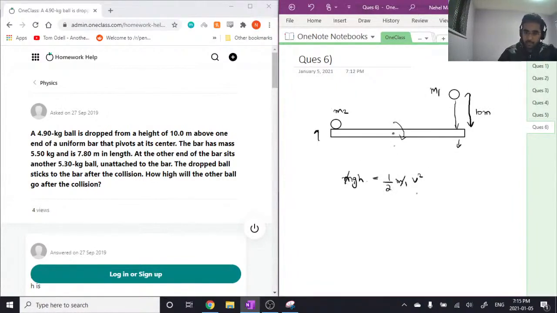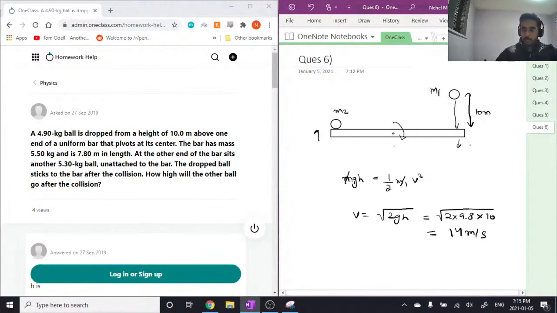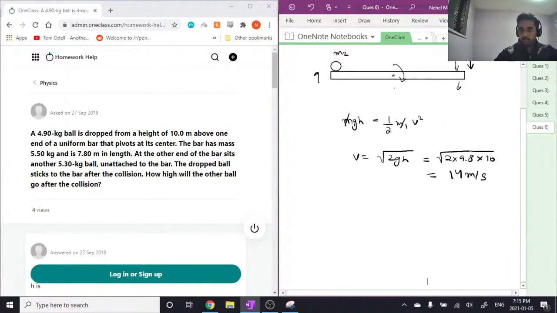So the masses get cancelled out, and we get v is equal to the square root of 2 g h, which is the square root of 2 times 9.8 times the height, which is 10, which is 14. So we get the velocity to be 14 meters per second. This velocity is the velocity with which mass 1 hits the bar. Now we need to translate this velocity and find the velocity for mass 2. That would be the initial velocity with which it's launched up.